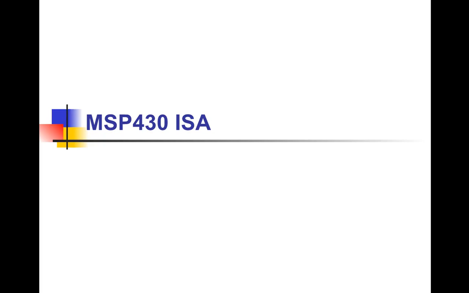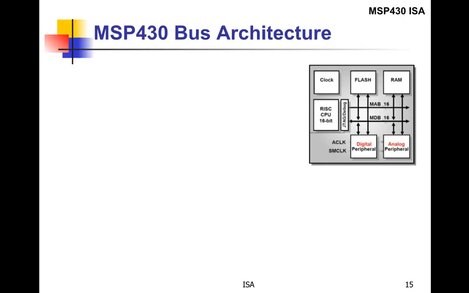So let's go on and look at the MSP430 instruction set architecture, and let's look at the bus architecture. The memory bus is unidirectional. The memory address bus, that means it's going only one way. It goes from the CPU out to the RAM.